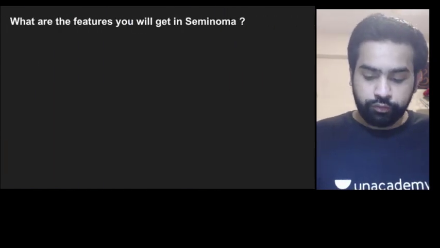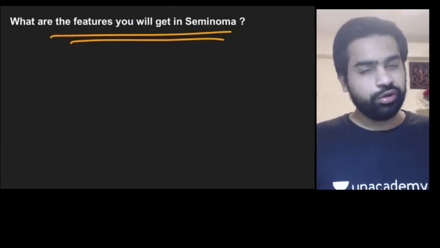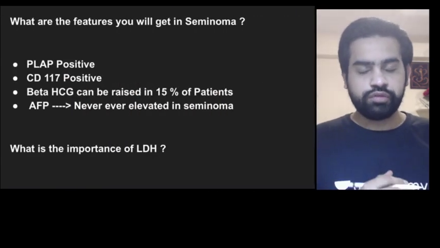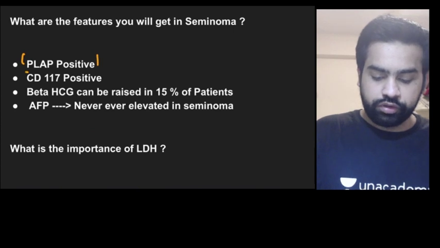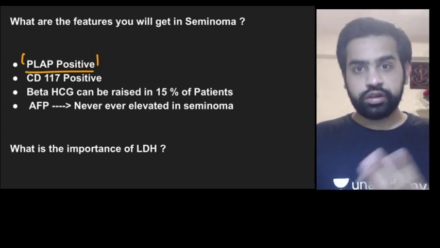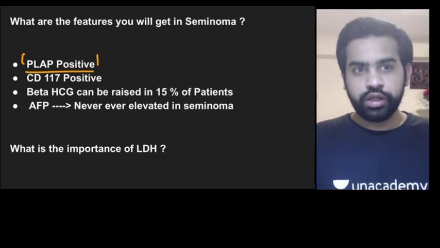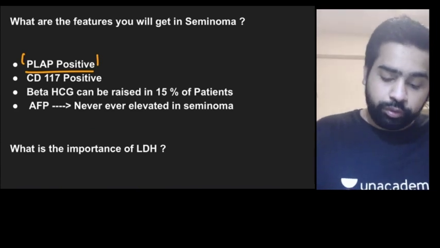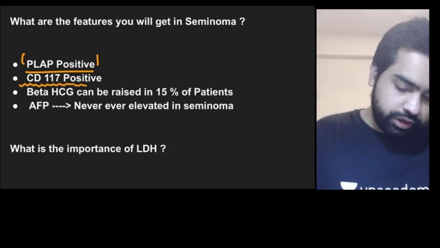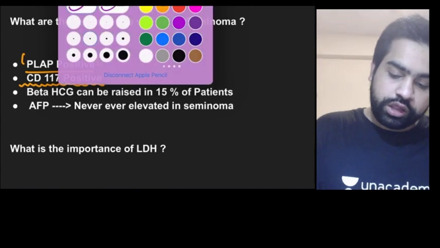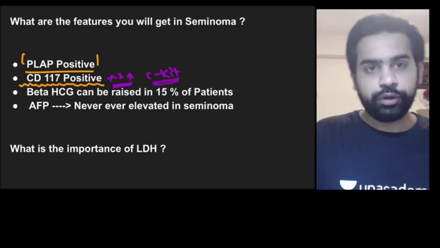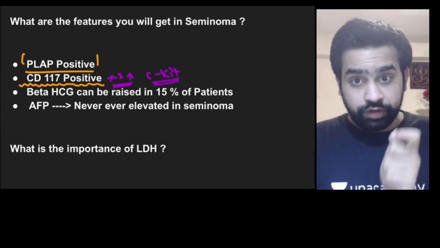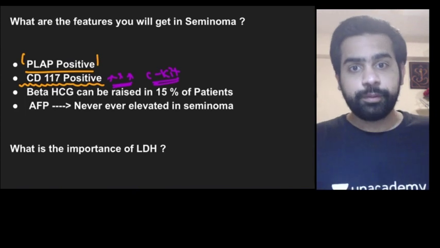Now, what are the features you get in the seminoma? This is important. Let's revise the features which you get in the seminoma. In seminoma, you have PLAP positive. This is placental alkaline phosphatase, a tumor marker which is elevated in the seminoma. That is a good thing. Another important thing, added information for you: please remember CD117, that is c-KIT. c-KIT is a marker of seminoma. CD117 or c-KIT is positive in the patients of seminoma.